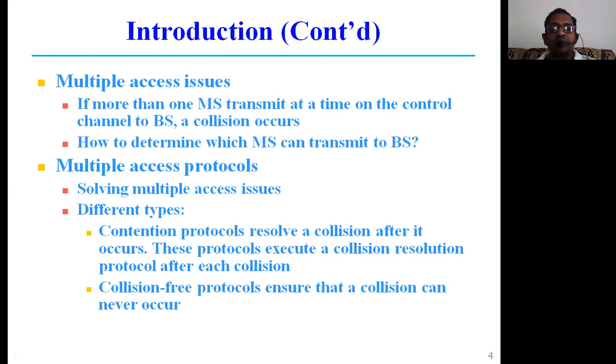What is the problem that primarily happens? When more than one user, more than one device, transmits data simultaneously, there is definitely a possibility of collision taking place in the shared medium. After a collision takes place, these contention protocols are used to once again retransmit the lost data. So these protocols ensure a collision resolution after each collision.